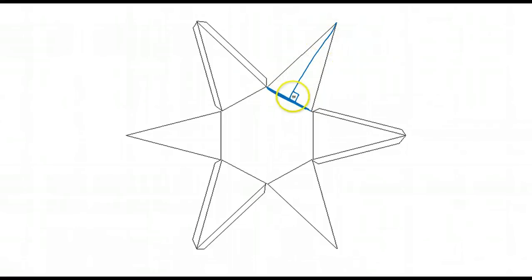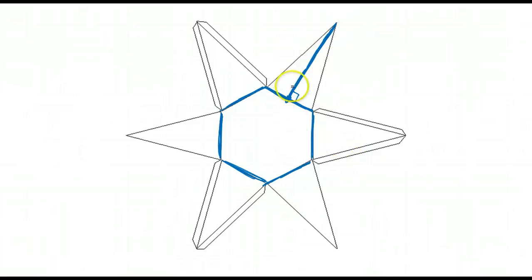Now I want to point out a few things. This height is the altitude of my triangle. It meets the midpoint of the side of my base. If you look at all of these triangles together, if I add up all of these bases together, I have found the perimeter of my base. So I'm going to use that perimeter in the formula for the lateral area of my pyramid.